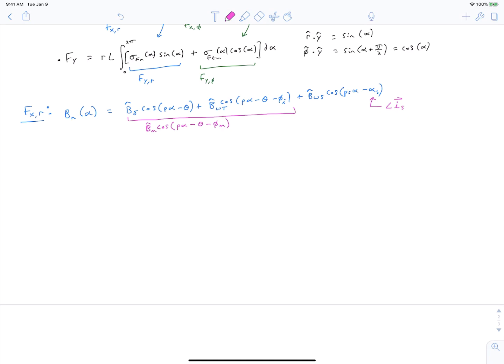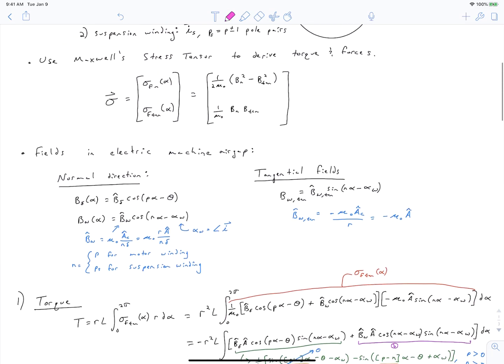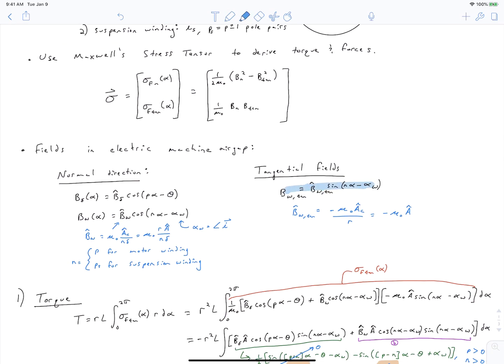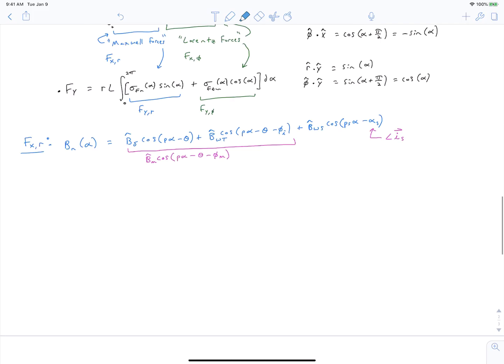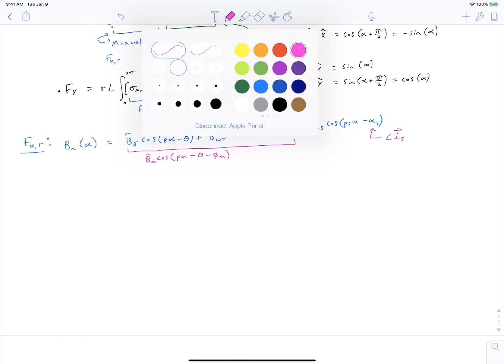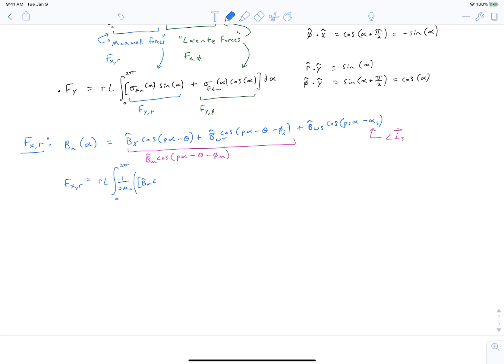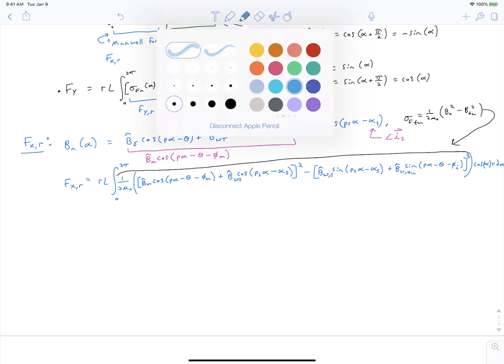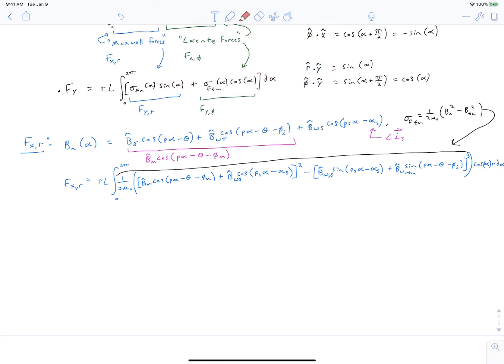Similarly, we're going to keep track of our two fields in the tangential direction, one due to the suspension winding and the other due to the torque winding. So writing this out, we've now set up our integral.